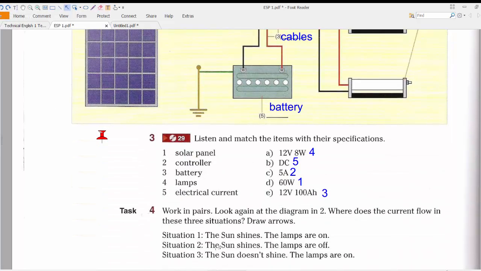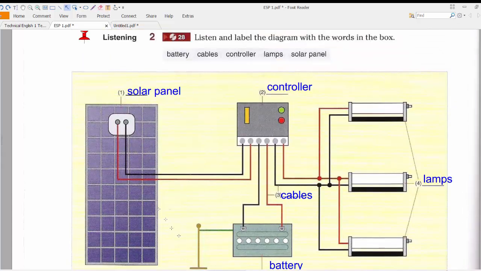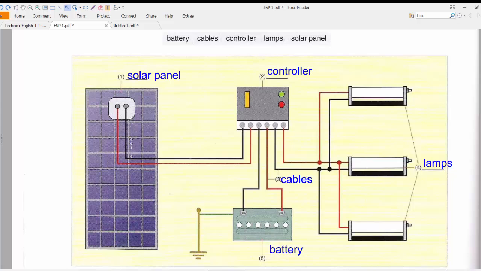Situation 2. The sun shines. The lamps are off. Okay, current comes from here, from the solar panel into the controller and from the controller to the battery. Yeah, the battery will store electricity. This is situation 2.